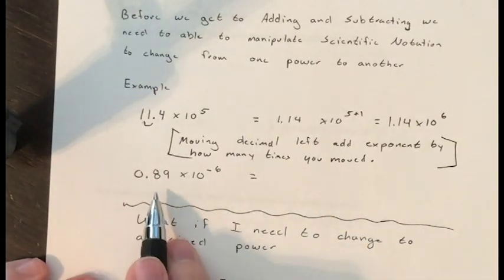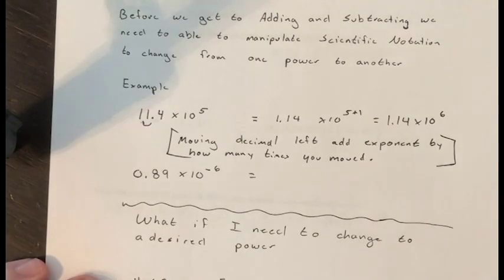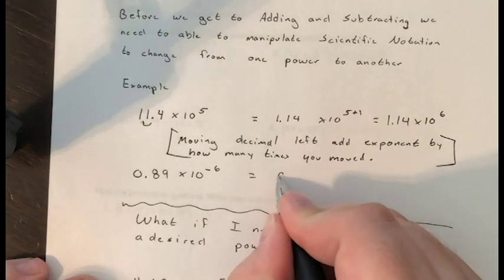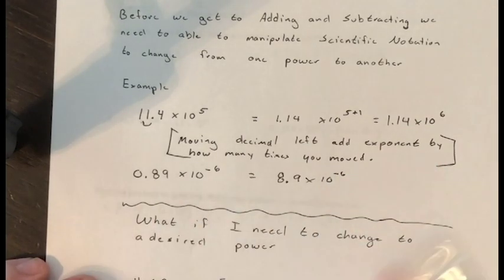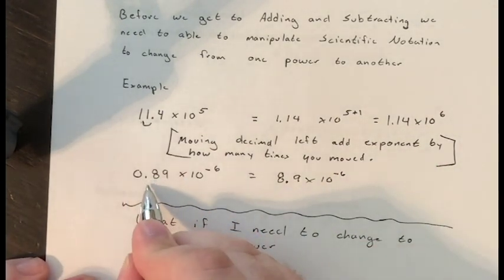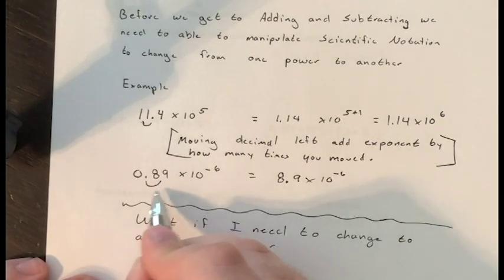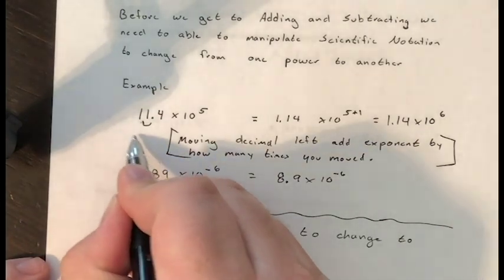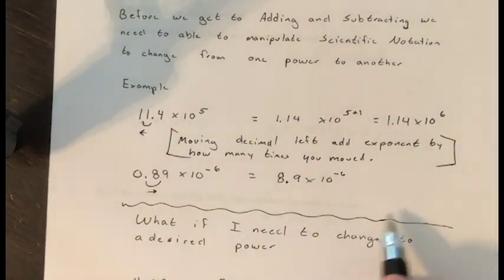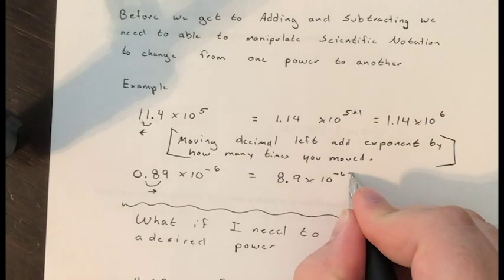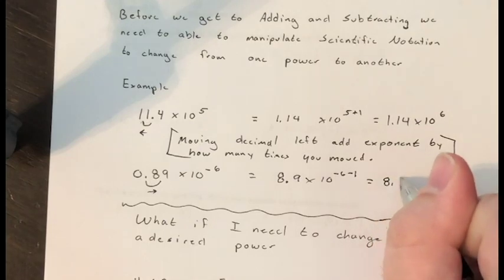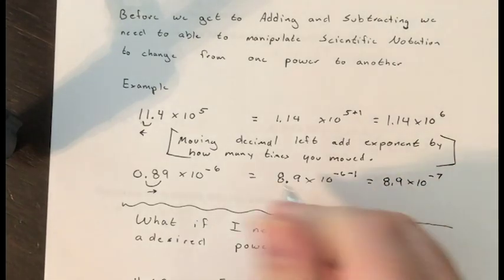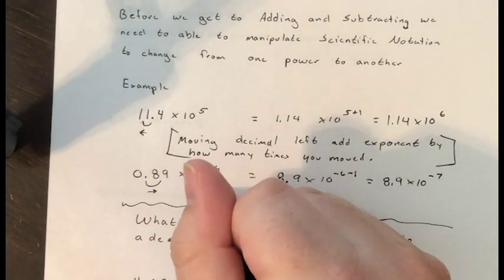This time I have 0.89 times 10 to the negative 6. So what do I need to do to rewrite it? Well, this is pretty easy. I know I'm going to end up having 8.9 times 10 to the negative 6, and then I'm going to add or subtract something. So let's look at it. I needed to move my decimal one time. And notice that I moved it to the right this time, whereas before I moved it to the left. Since I've moved it to the right, I'm going to subtract 1. And when I simplify it, I can say 8.9 times 10 to the negative 7.